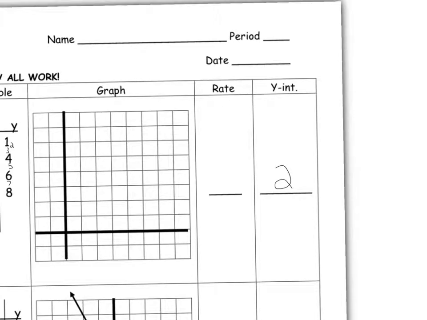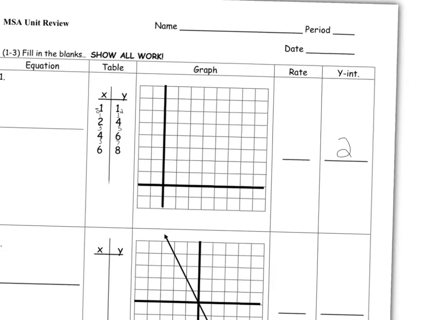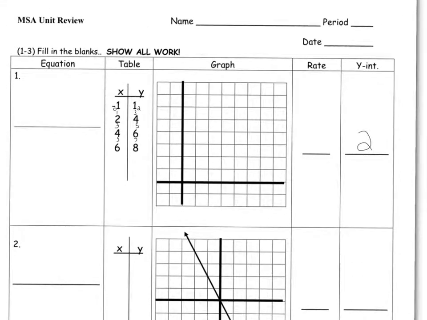And when we take a look at the rate, we see that y changes, let's see, it goes from 1, 2, 3, 4, 5, 6, 7. So the rate is going to be 1. Okay, and now that we know the rate and the y-intercept, we can go ahead and do either the equation or the graph, but I'll do the graph first.